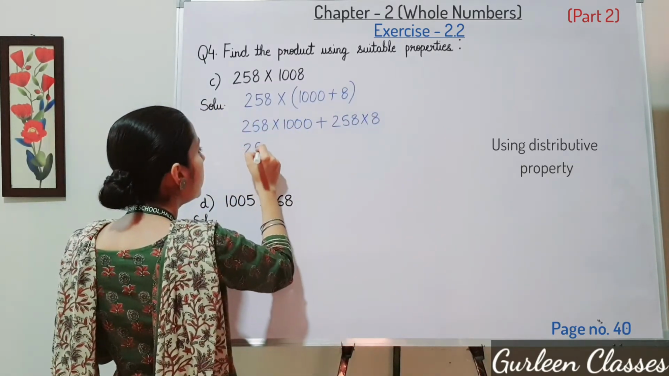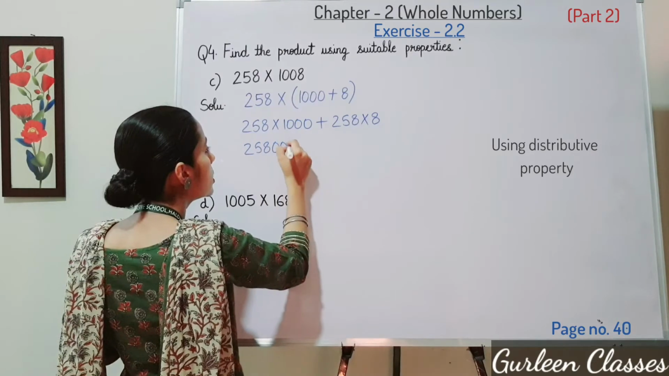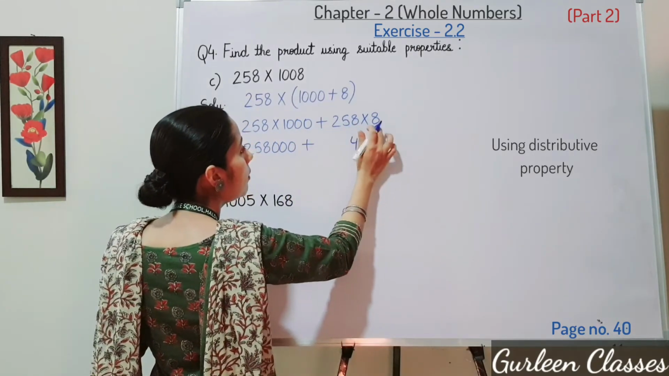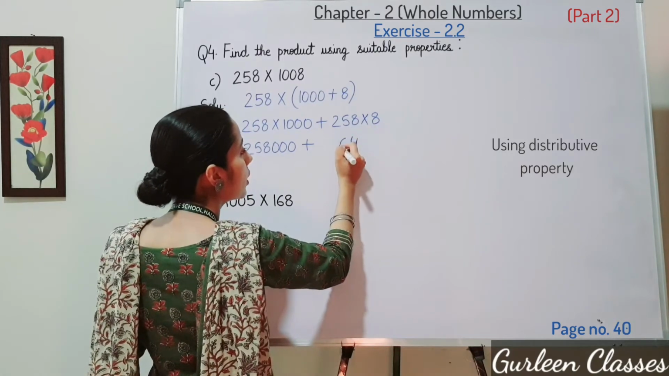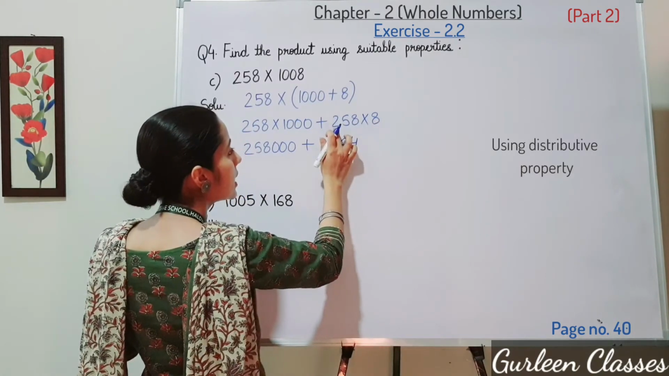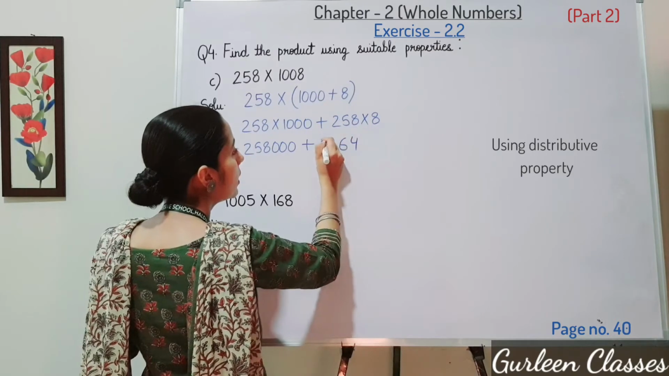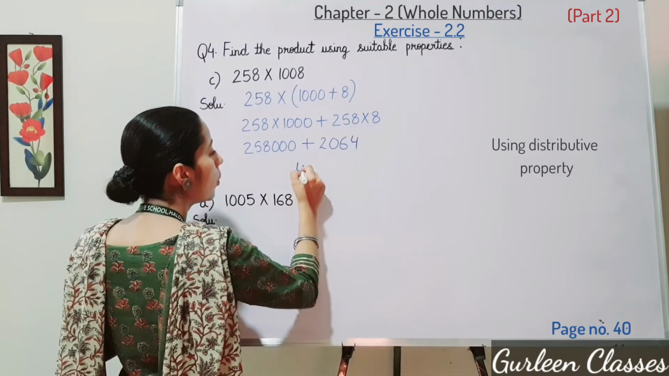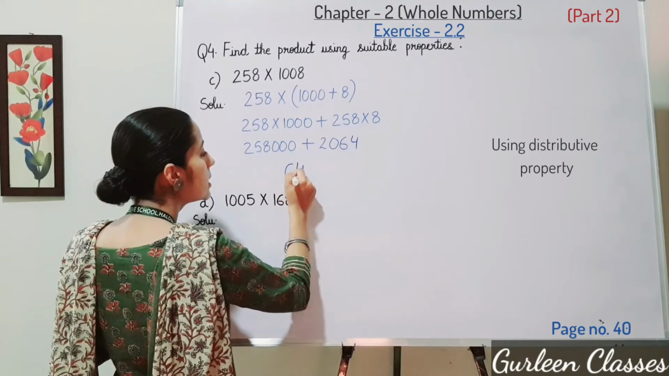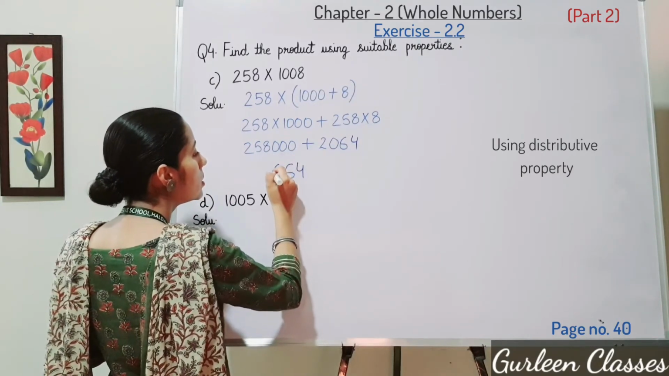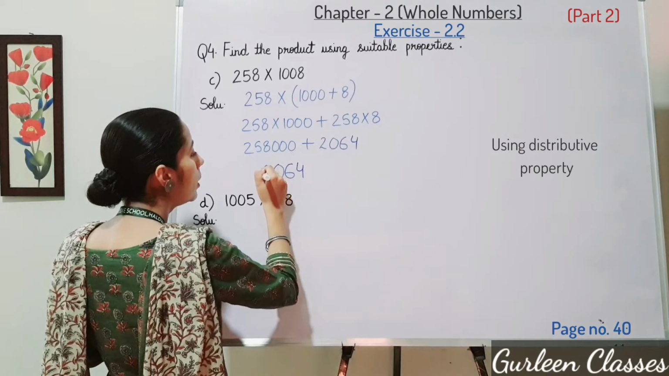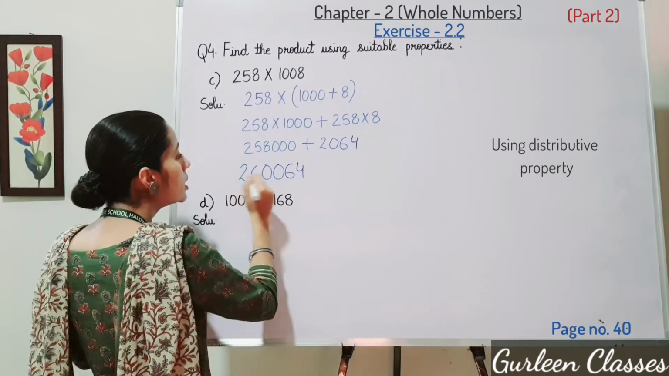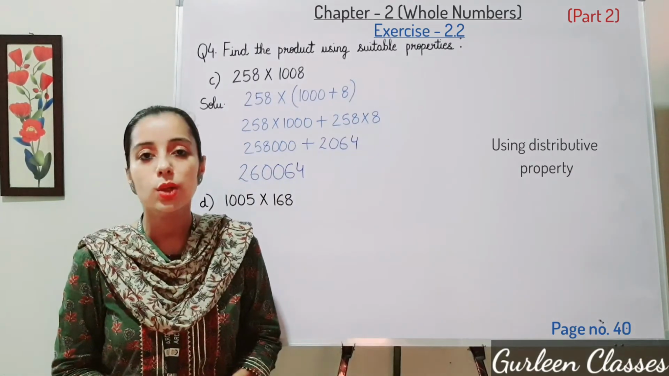Then 258000 plus 8 8s are 64, 5 8s are 40 plus 6, 46, 8 2s are 16, 16 plus 4, that is 20. Now add 0 plus 4, 4, 0 plus 6, 6, 0 plus 0, 0, 8 plus 2, 10, 5 plus 1, 6 and 2. So answer is coming 260064.